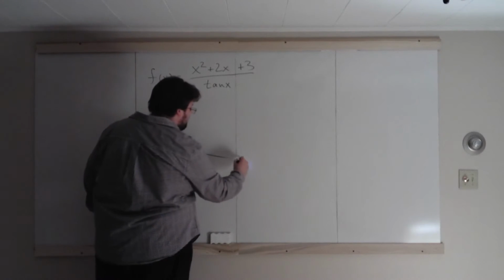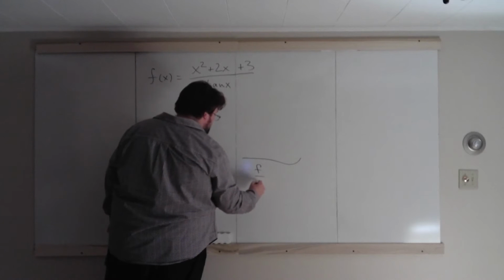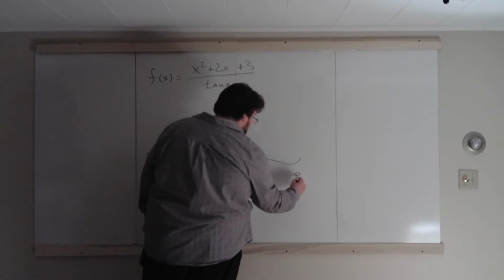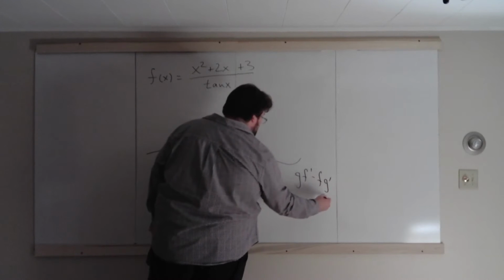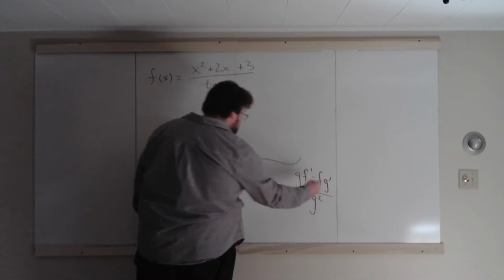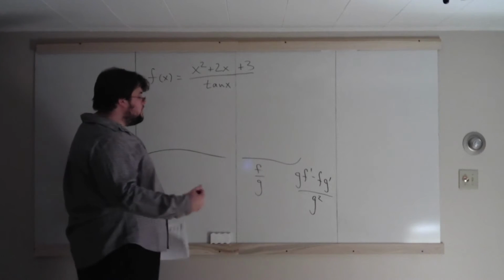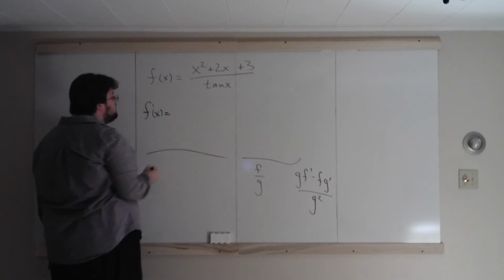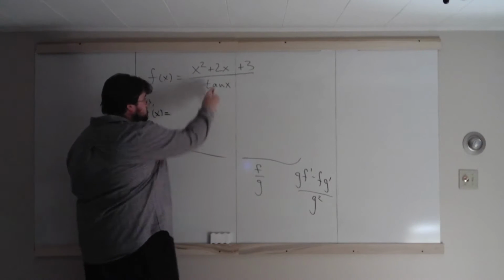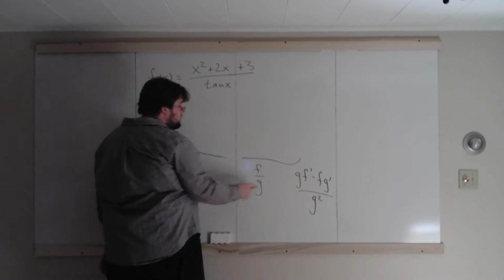Side work. We have a quotient. The derivative of a quotient is what? Bottom derivative top minus top derivative bottom over bottom squared. So let's do that. Bottom. What's the bottom function? The bottom function is tangent.